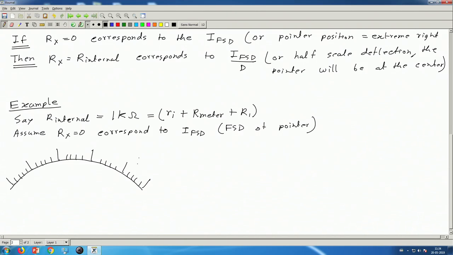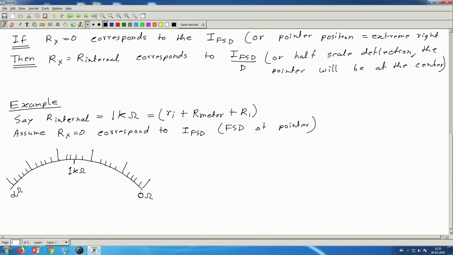Okay. Now, we know that Rx equal to 0 corresponds to the full scale deflection current. So, here we can write 0 ohm. This side we will write infinite ohm, Rx actually open circuited, that means no current flows, and at the center point here we will write R internal. R internal is 1 kilo ohm, because when Rx is equal to 1 kilo ohm, then half of the full scale deflection current will flow and the pointer will be here. So, this point is 1 kilo ohm position.